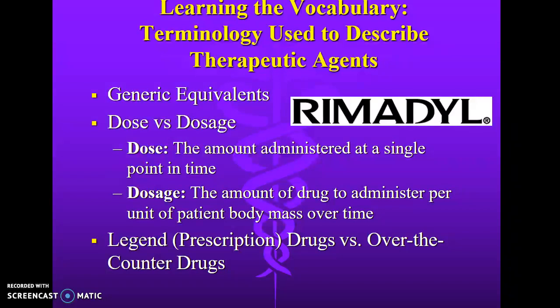We'll cover this a lot in calculating drug doses. So just want you to be familiar with these two terms.